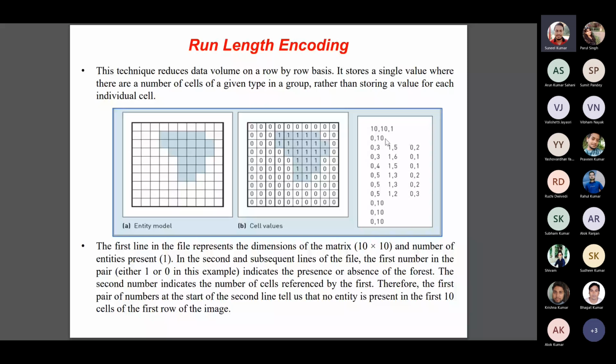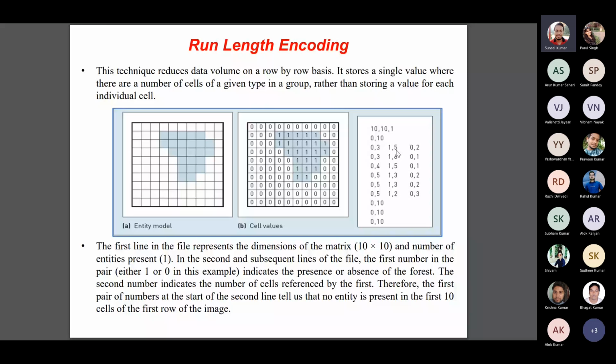After that, you will move to the second row. In the second row, you will write 0. How many consecutive zeros? 3. So 0, comma 3. After that, there is a series of ones. So you will write down 1. Then there are 1, 2, 3, 4, 5. 5 consecutive cells have the value of 1. So 1, comma 5. Then 0, 0, 2 consecutive zeros. So 0, comma 2.